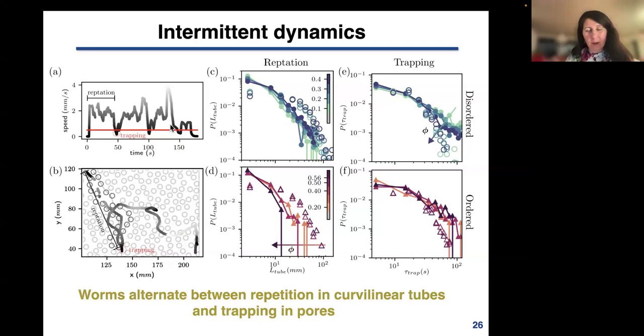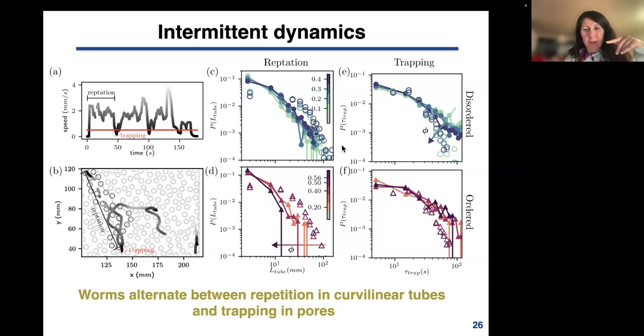And here you see the distribution of the run lengths, when they are going just straight in the curvilinear channels without being trapped, and how it changes with the packing fraction. It's actually quite counterintuitive. When you increase the packing fraction in disordered media, they have on average longer run length, so the distribution shifts towards higher values.